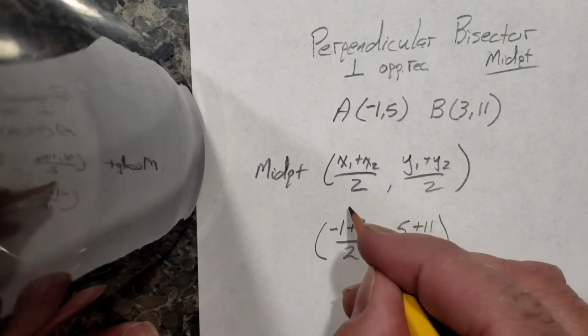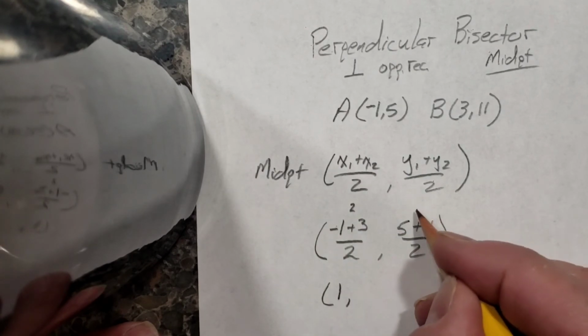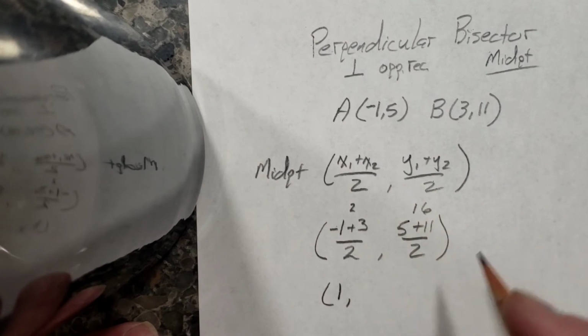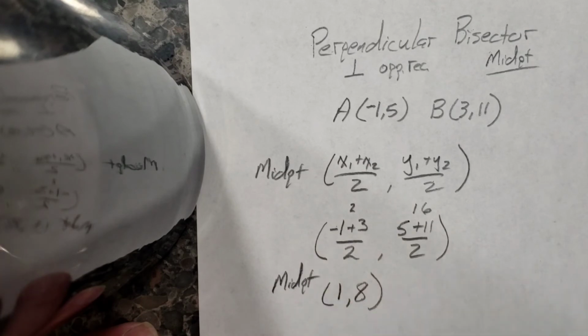Now, negative 1 plus 3 is 2. 2 divided by 2 is 1. 5 plus 11 is 16. 16 divided by 2 is 8. So that is our midpoint.